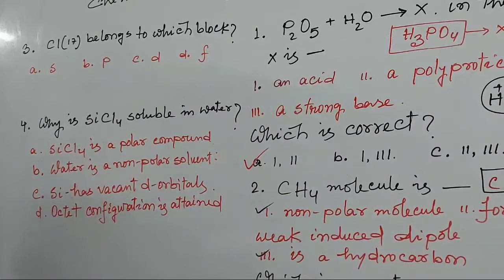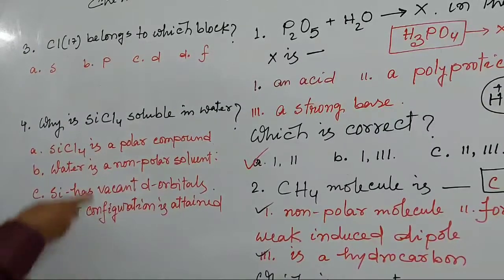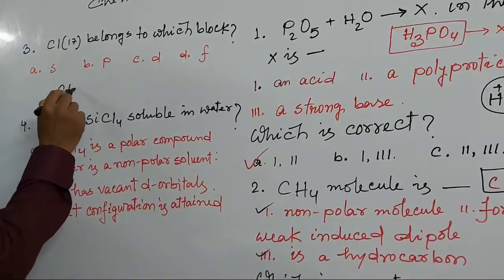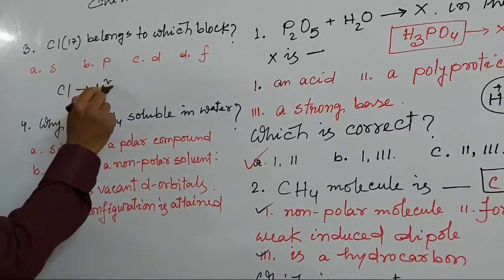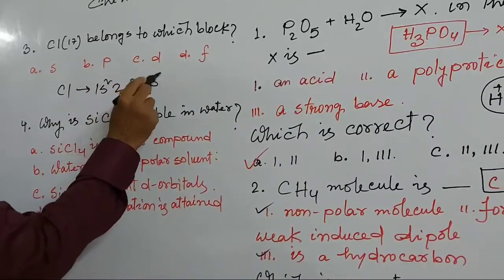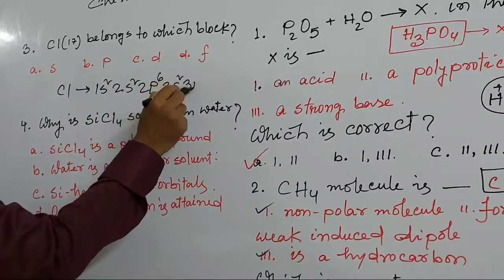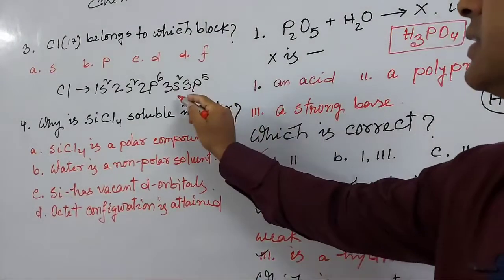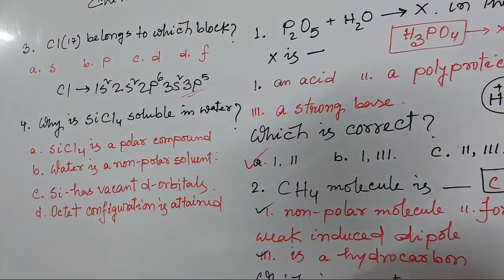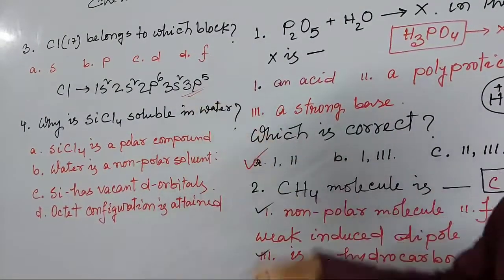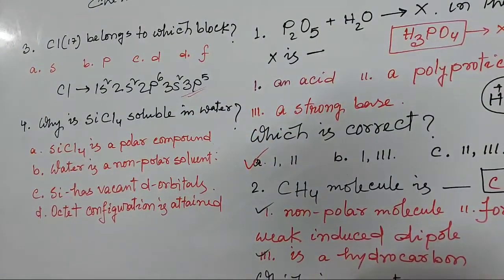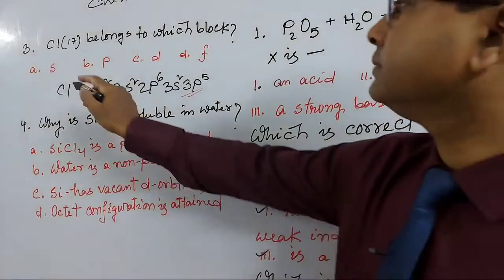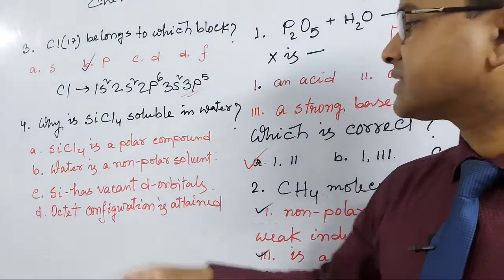Students, question number 3. Chlorine belongs to which block? If I consider the electronic configuration of chlorine, I can see the last electron of chlorine enters into the p orbital. That's why chlorine is a p block element. So option number 2 is correct. Question number 4.